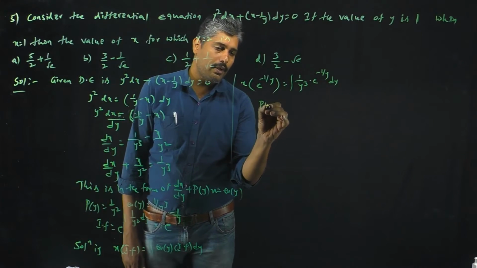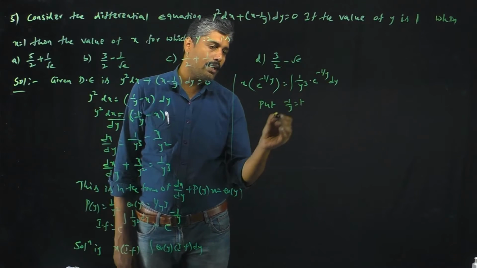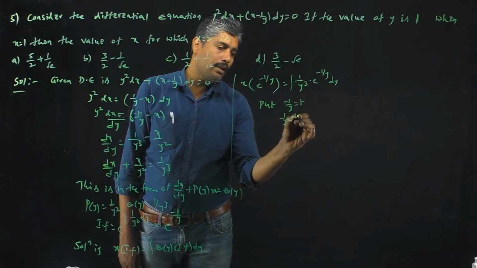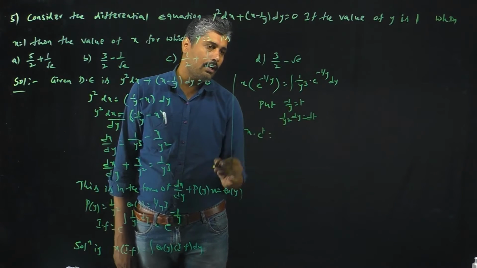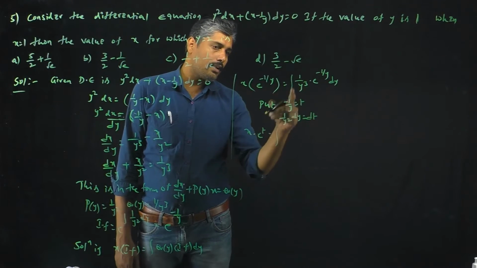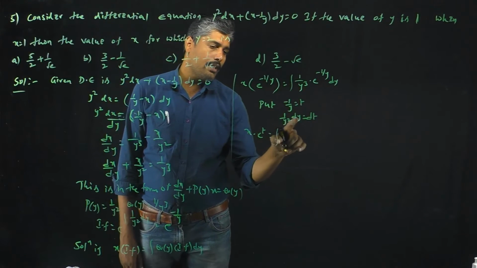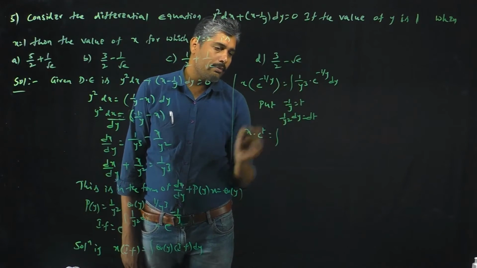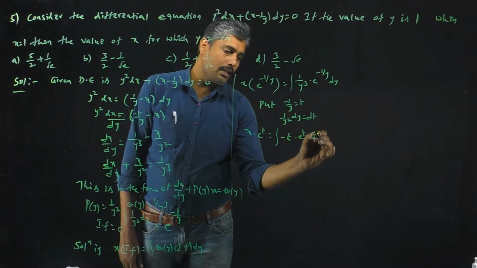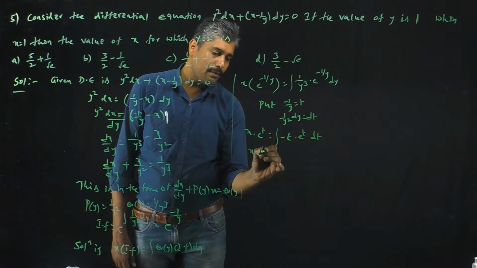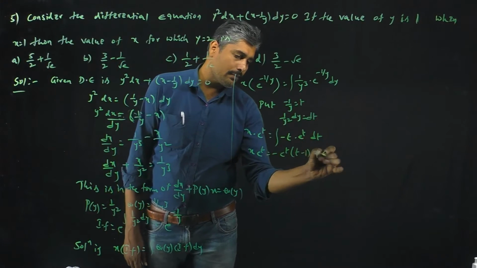Put e power minus 1 by y equal to t. Taking the derivative with respect to y on both sides, 1 by y square dy equal to dt. Therefore x into e power t equal to integral, where 1 by y cube I am writing as 1 by y into 1 by y square. Here 1 by y is minus t, so we get integral minus t into e power t dt. That is x into e power t equal to minus of e power t into t minus 1 plus c.